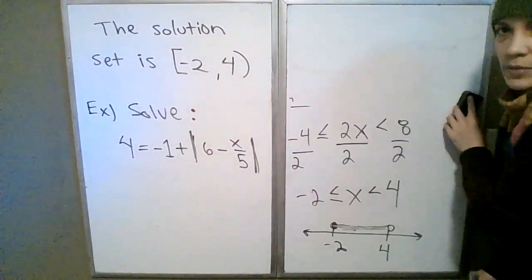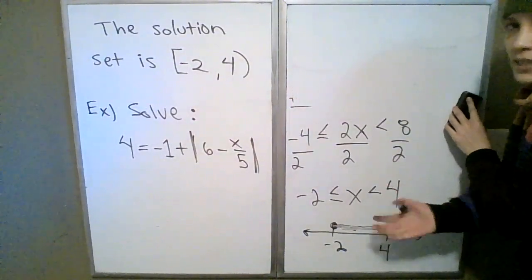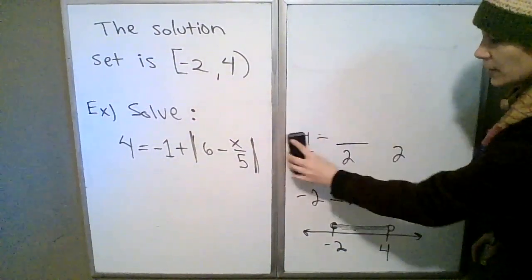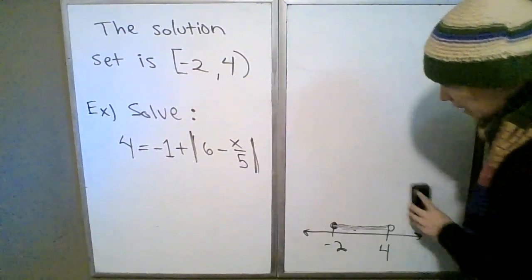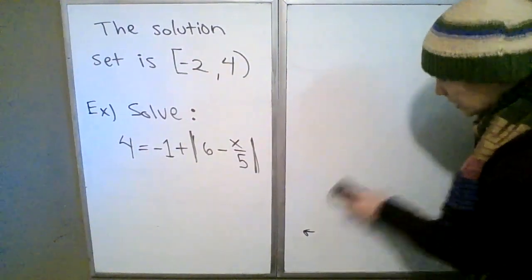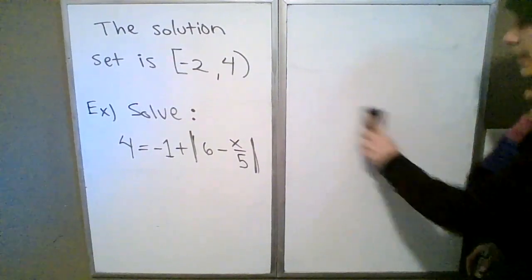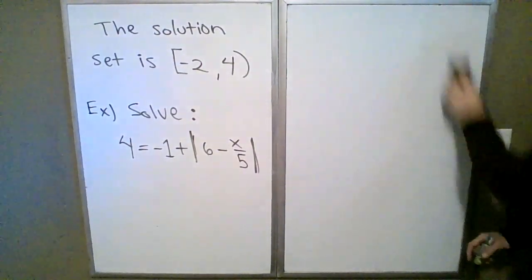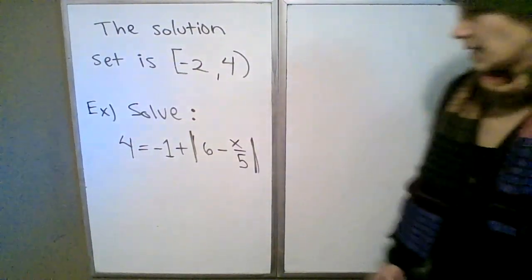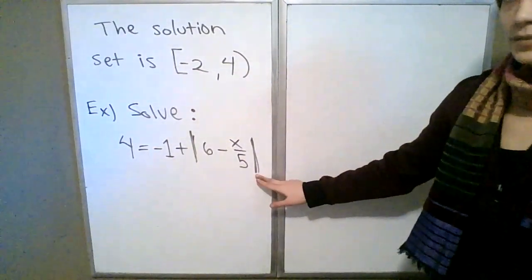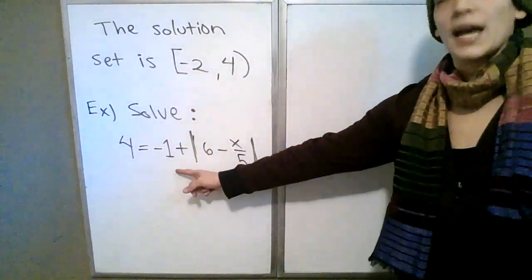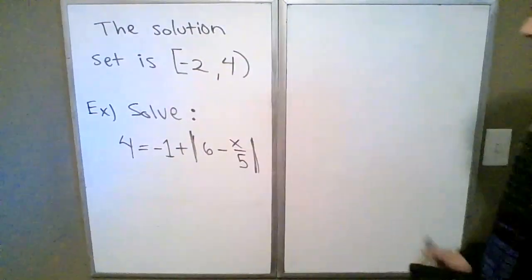With absolute value problems, you need the bars isolated. So you need your absolute value on one side of your equal sign or inequality sign, either one, and everything else on the other side. So I need this part by itself, which means I want to add 1 on both sides of your equation.